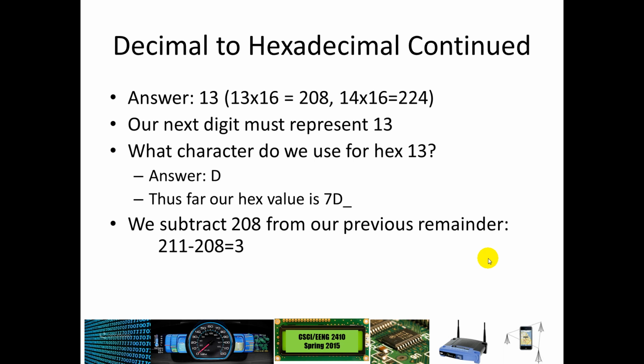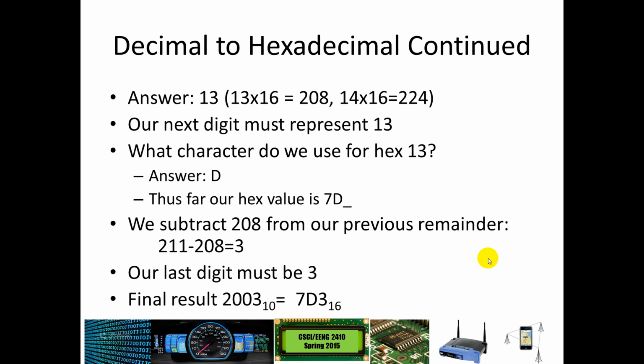The last digit's really quite easy. From this point, that's our ones place. The question is, how many 1s does it take to make a 3? Obviously the answer is 3, so our last digit has to be 3. The final answer when we convert 2003 decimal into hexadecimal is 7D3 base 16, or hexadecimal.